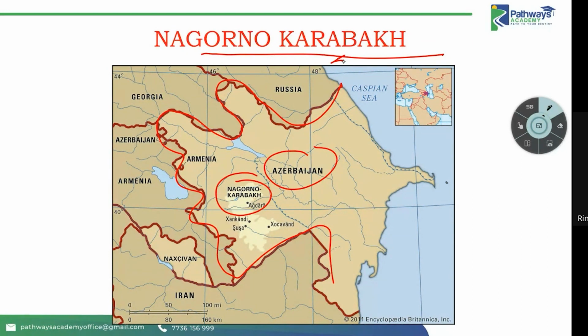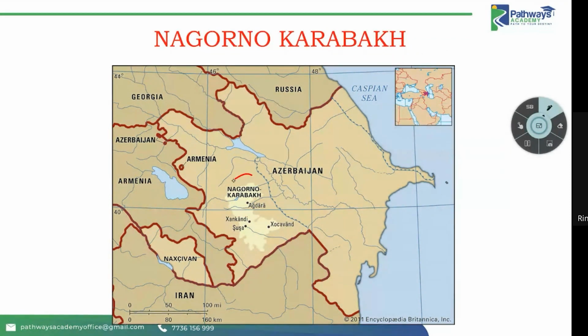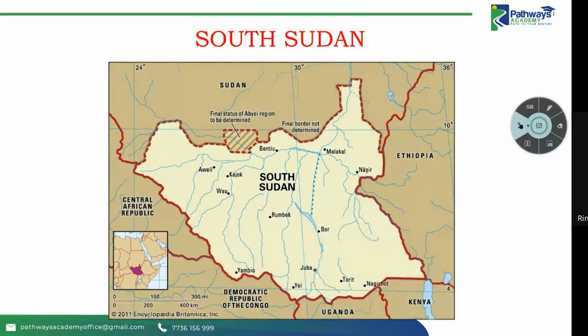Actually, Nagorno Karabakh is situated in Azerbaijan. It is not situated in Armenia, it is situated in Azerbaijan. It's a territory which belongs to Armenian people. That's why they want to annex with Armenia. You can see Armenia here. But Nagorno Karabakh is in the middle of Azerbaijan. That's why they cannot give it to Armenia. It's not in the fringes, it is in the middle. In between that, there is also Azerbaijan. That's why they cannot annex it.